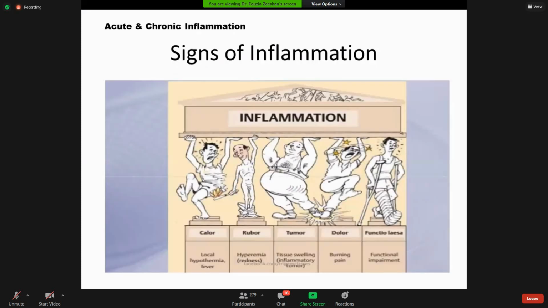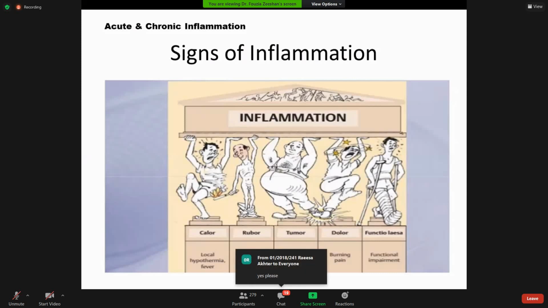The signs of inflammation are very important. Whenever a person comes across inflammation, he or she has a local change in color, that is called hyperemia or rubor. Then the temperature of that area is elevated, which is called calor. Then tumor, basically a swelling, where the area swells up.